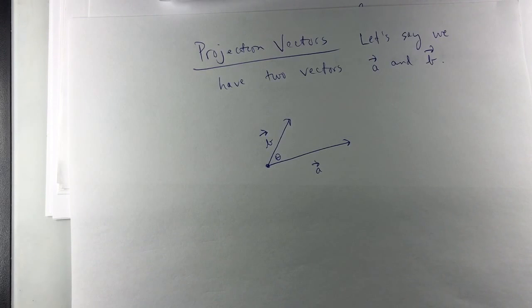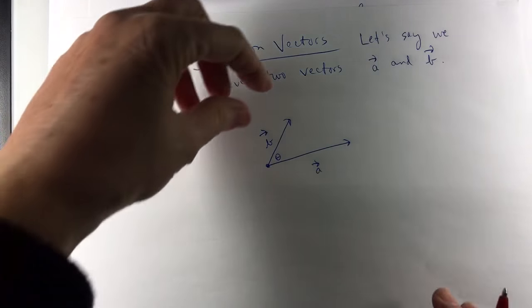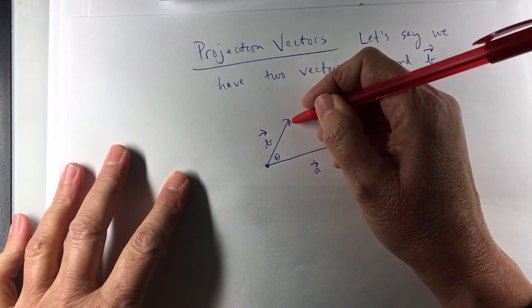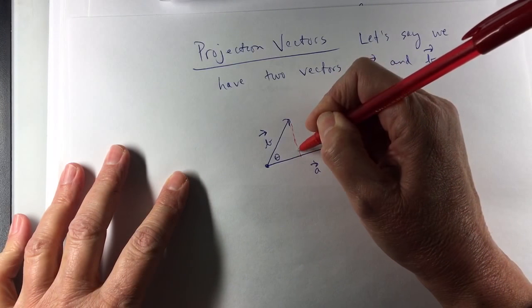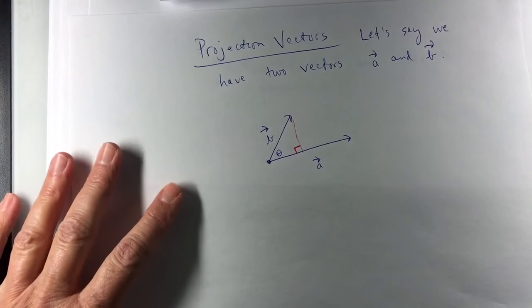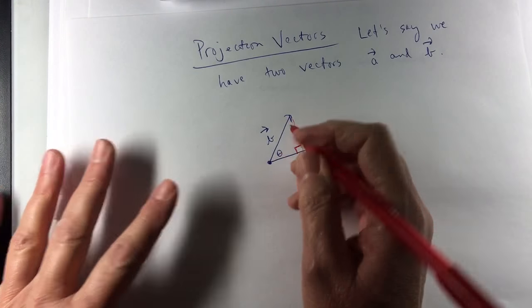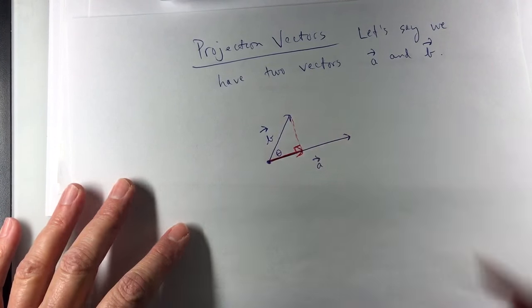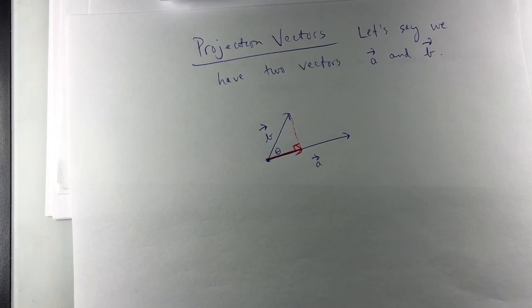Then I want to project B onto A. And I think of it as you have a light shining up above, coming straight down. The shadow of B onto A, where this is a right angle. So I end up with a third vector, the shadow of B onto A. That's called a projection vector. It's a projection vector of B onto A.